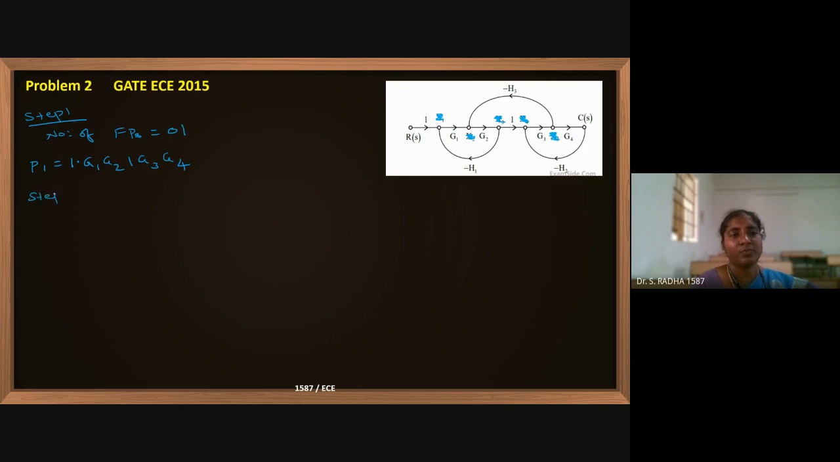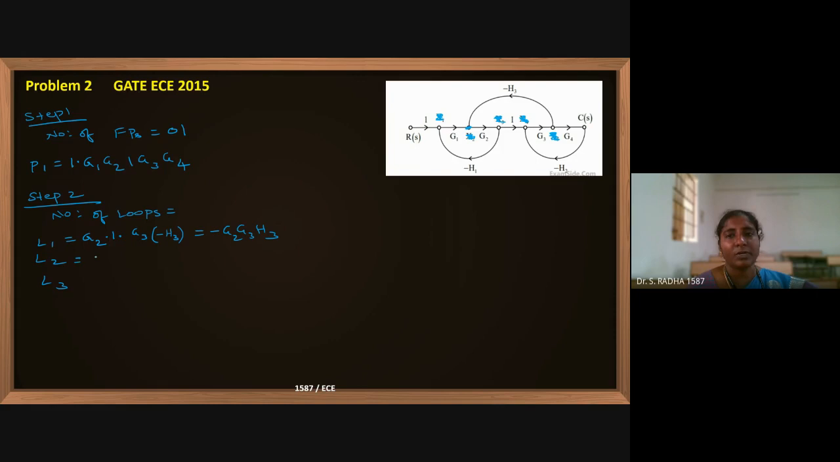In step 2, the number of individual loops. Number of loops I have to try: L1, L2, L3 like that. For L1, I will start to the left of G2. I will travel G2, then 1, G3, then come back to the same node using minus H3. G2, 1, G3, minus H3. This is the closed loop. So minus G2, G3, H3 is the product of gains in the first loop.